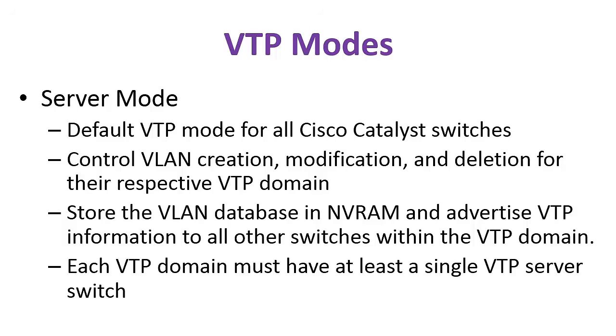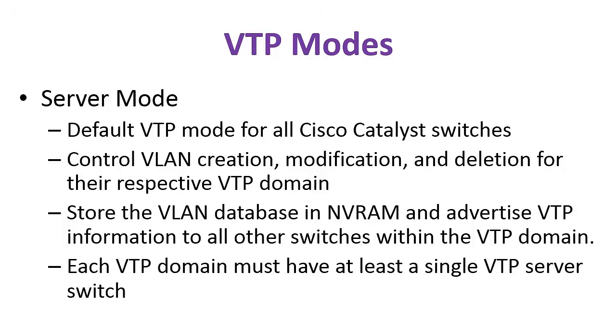On a VTP server, you can control VLAN creation, modification, and deletion for the respective VTP domain. What happens is that it stores the VLAN database in RAM, and then it advertises this VTP information to all other switches within the VTP domain. You will see in the lab the effect of programming a server has throughout the VTP domain. Now, each VTP domain must have at least one VTP server switch. Consider this your administrative switch.